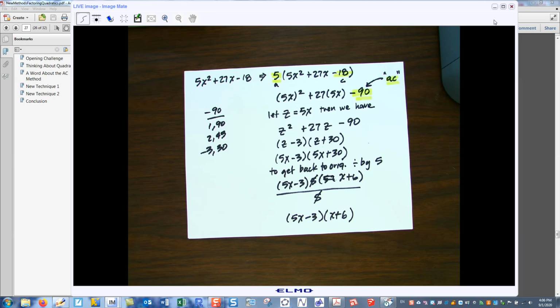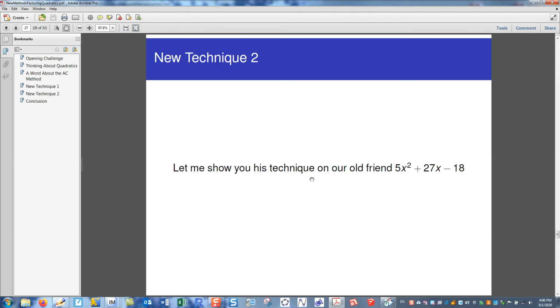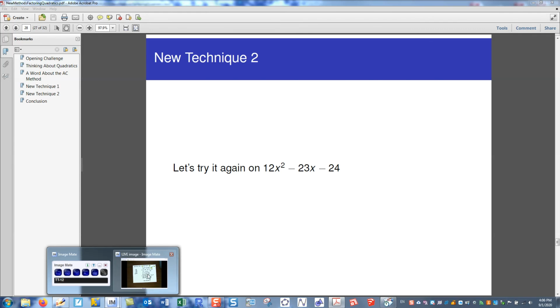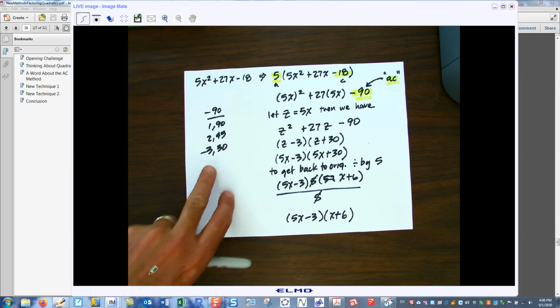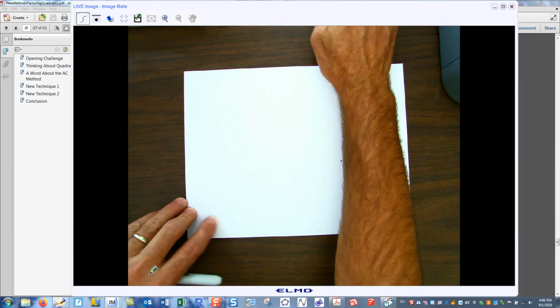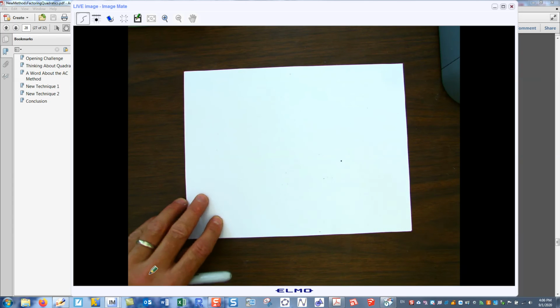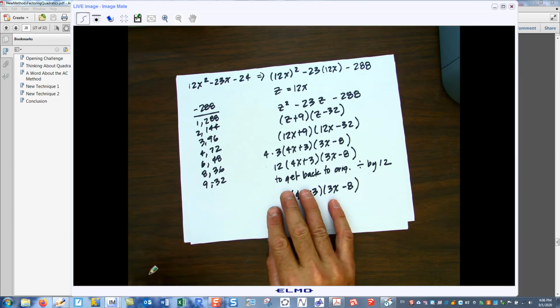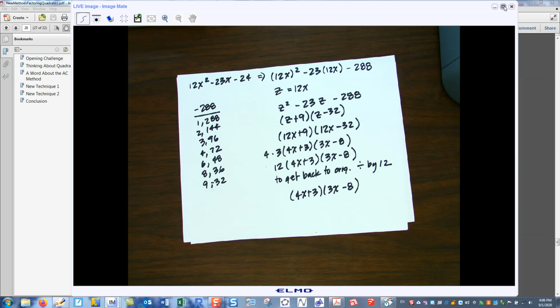What about applying this technique to the hard one? So again, in the interest of time, instead of actually constructing the solution, let's go ahead and take a look at a worked example. So here it is. Let's just see if we can figure out what we did again.